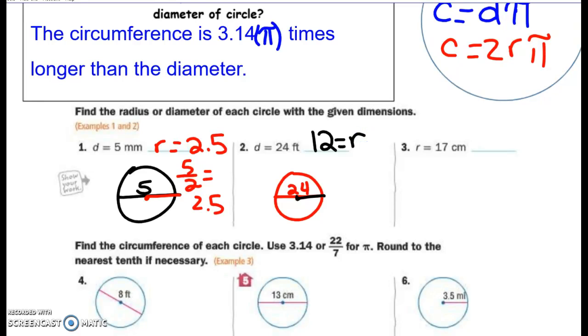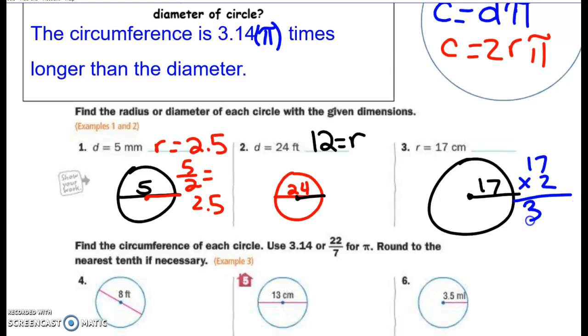Now in example 3, it didn't tell me the diameter. This time it told me the radius. If the radius represents the distance halfway across the circle, to find the diameter, I just need to double it. So if I double 17, that means that the diameter is 34.